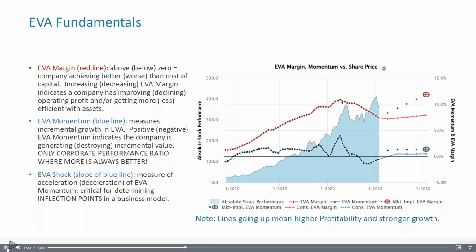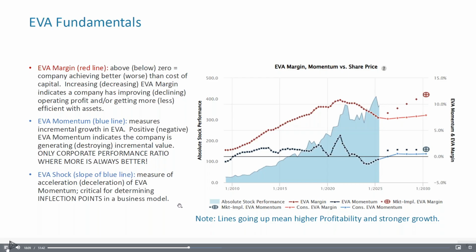And you can see that EVA momentum during that same period remained positive. So we continue to see that incremental value creation story. The blue shaded area is the absolute stock performance. So you can see for this stock, it's actually been very well rewarded as a shareholder as well during that large expansion in economic profitability.